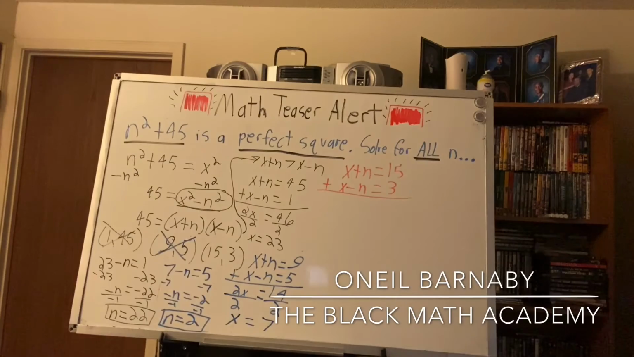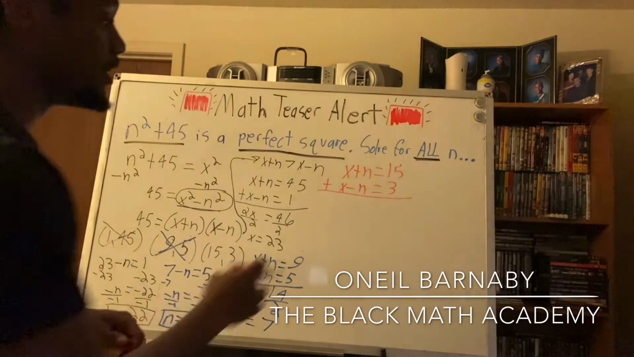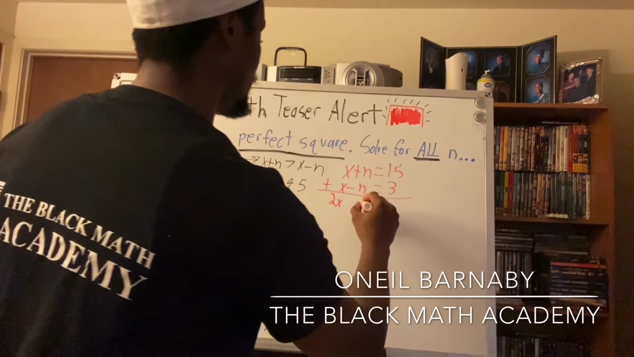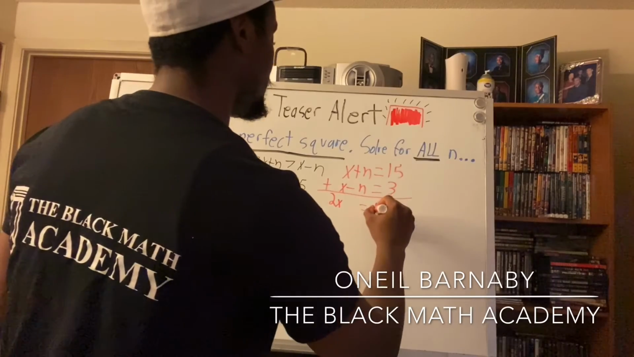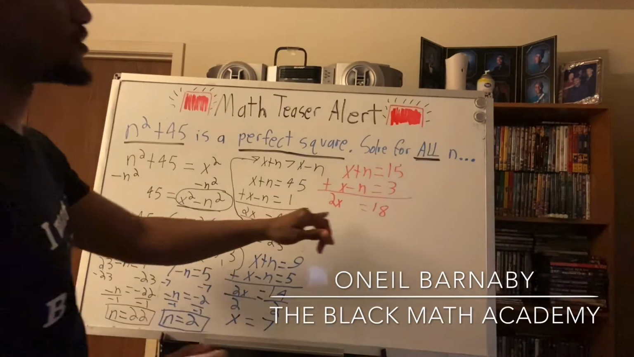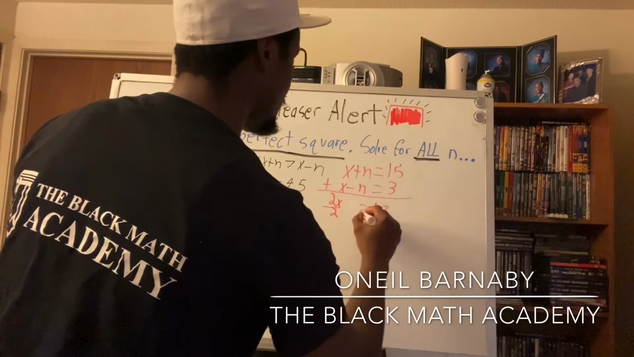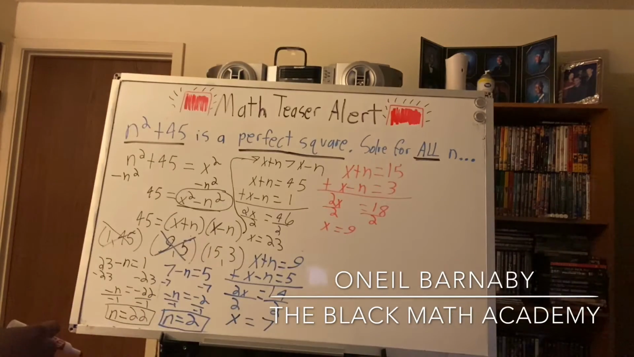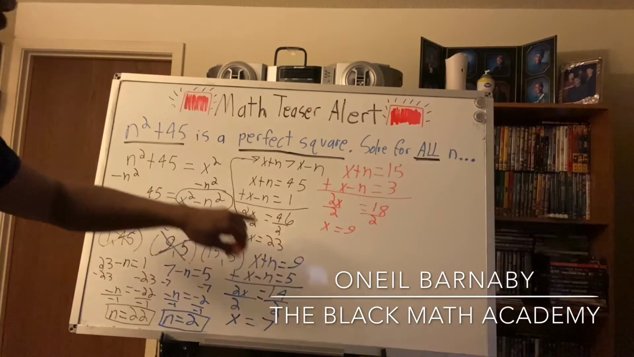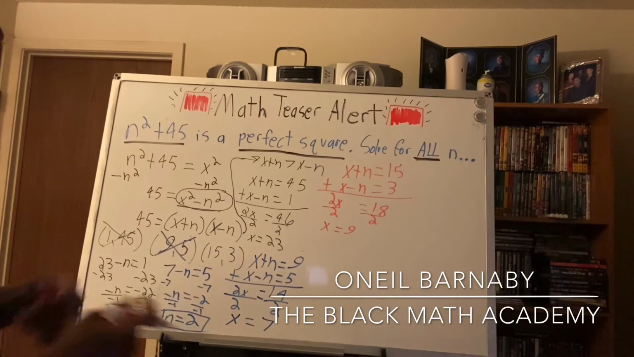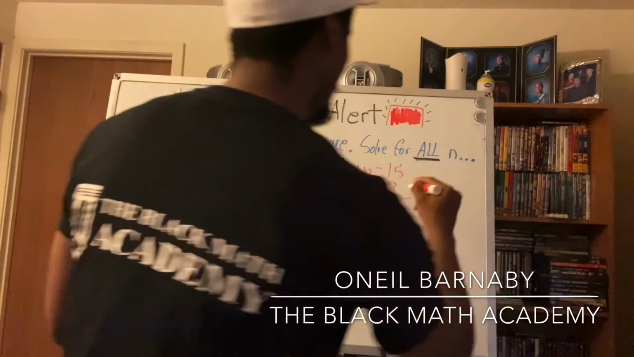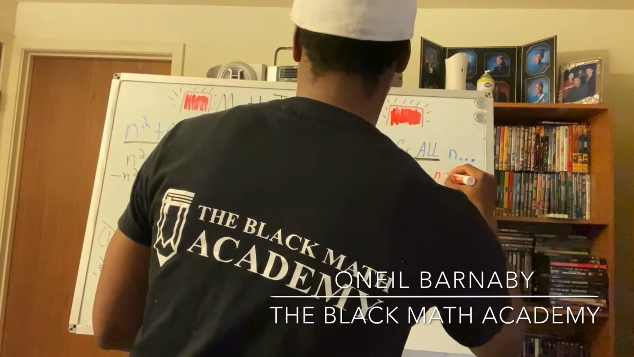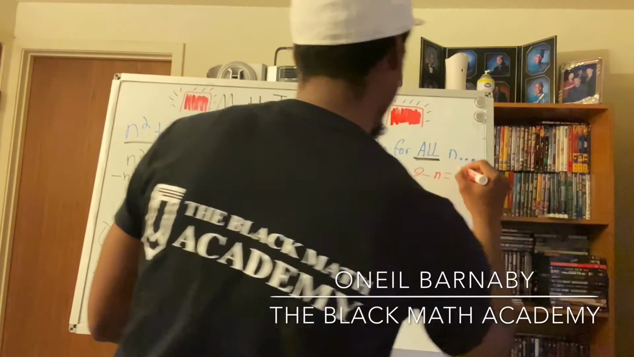All right, so like we did before, we're going to add these two equations to each other. So x plus x is equal to 2x, n minus n is gone, and 15 plus 3 is 18. All right, and 2x equals 18. You divide both sides by 2. You get x is equal to 9. All right, now we know the value of x. We can then plug it into one of the two originals. Again, we'll use the same one we did before. So 9 minus n equals 3.